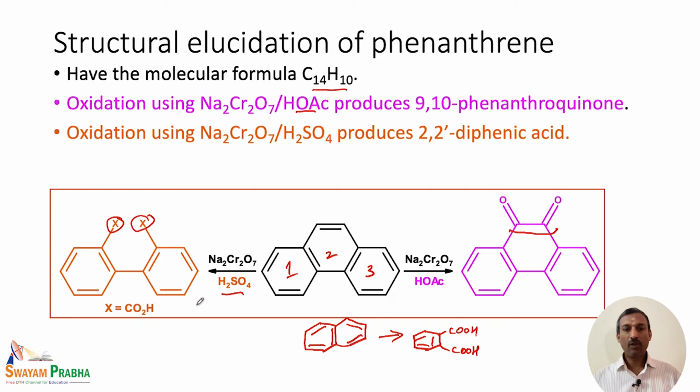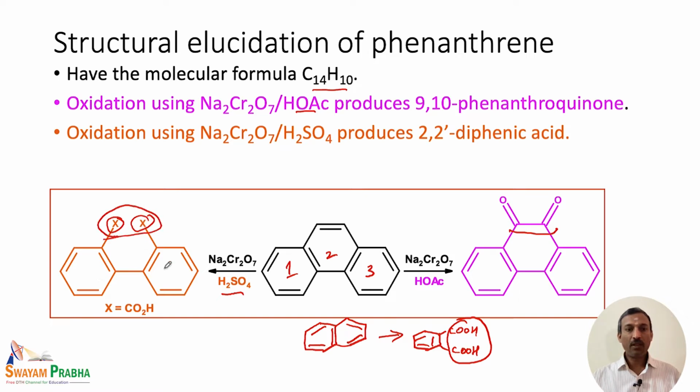Similar to that, if we extend the same analogy here, we can say there are supposed to be 3 rings, because oxidation of one of the rings leads to a dicarboxylic acid. If you look at the carboxylic acids in phthalic acid, these 2 come from one of the aromatic rings present in naphthalene. Similar to that, we can also assume that these 2 carboxylic acids are coming from one of the rings.